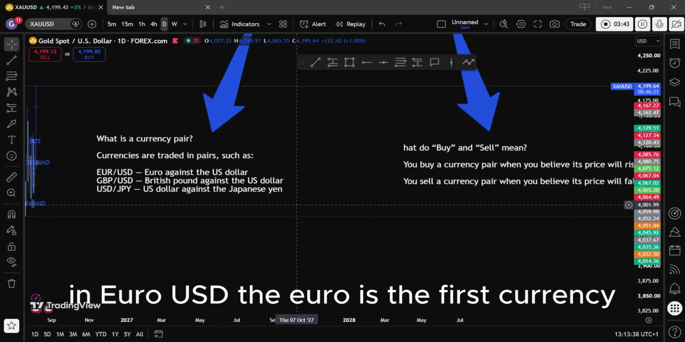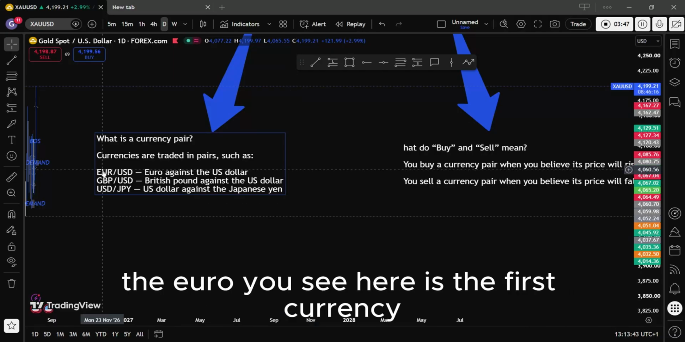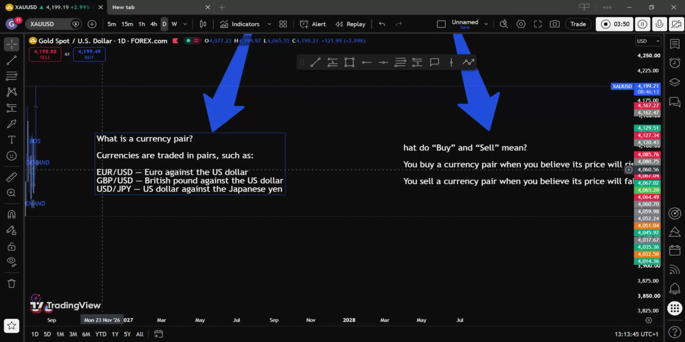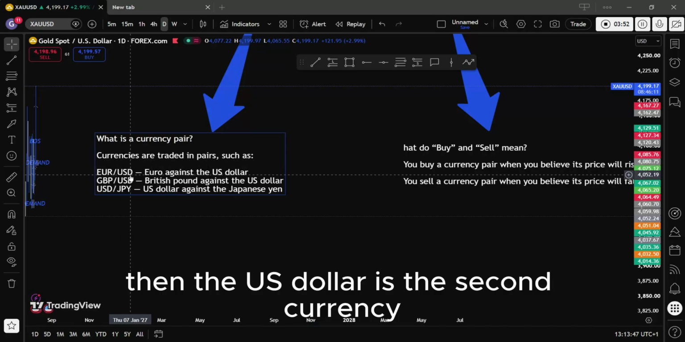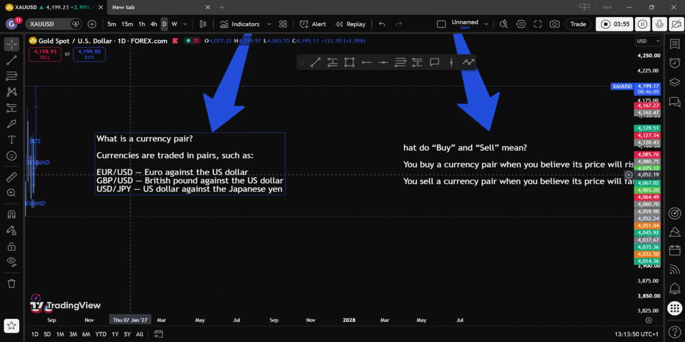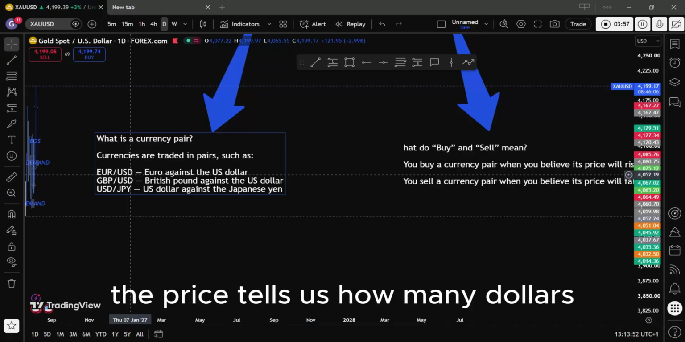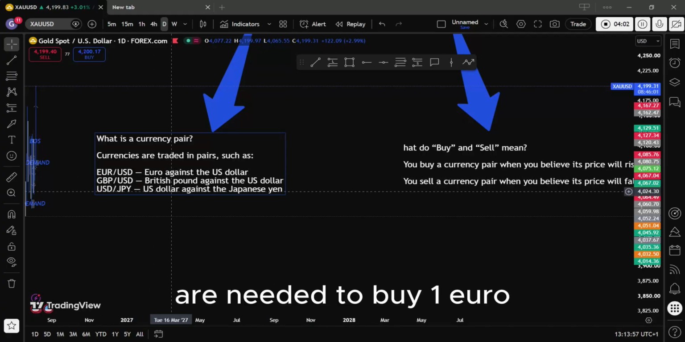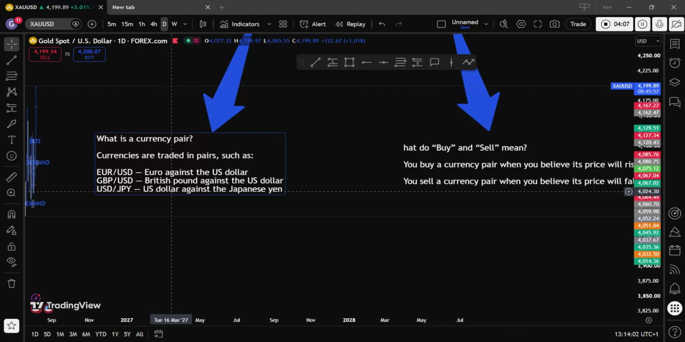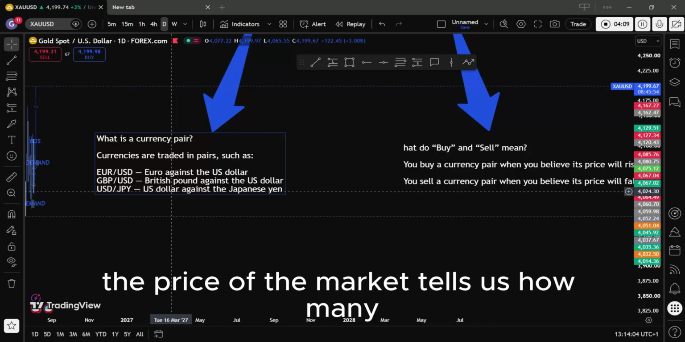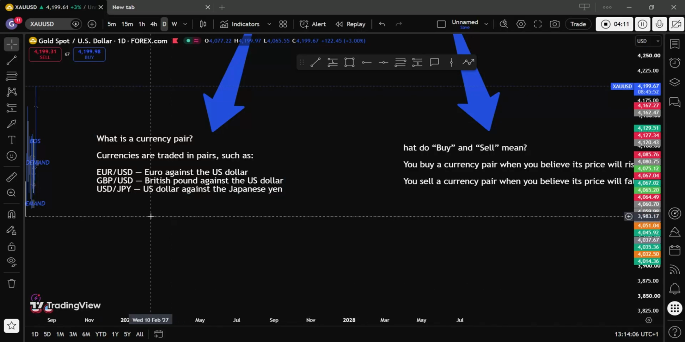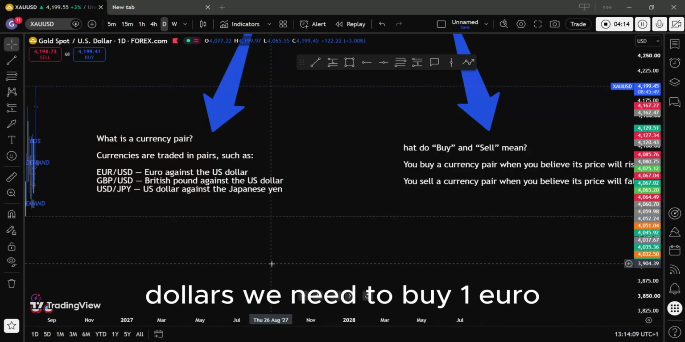In EUR USD, the euro is the first currency. Then the US dollar is the second currency. The price tells us how many dollars are needed to buy 1 euro. The price of the market tells us how many dollars we need to buy 1 euro.